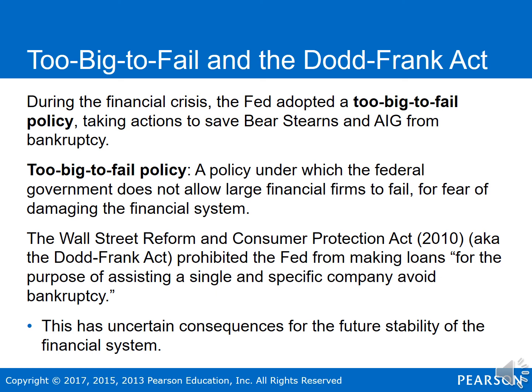The Wall Street Reform and Consumer Protection Act, usually called the Dodd-Frank Act, prohibited the Fed from making loans for the purpose of assisting a single and specific company to avoid bankruptcy. So there's some concern that the Federal Reserve is not allowed to maintain this too big to fail policy, when they've basically guaranteed this policy to continue through their actions, starting with Long-Term Capital Management, but coming up through the financial crisis and the number of firms that they helped save, or helped purchase toxic assets, to make sure that rather than going bankrupt, some other investment firm bought that failing financial institution.